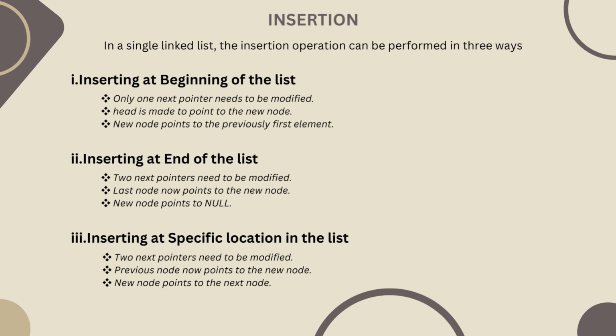The second option for the insertion operation is inserting at the end of the list. 2 next pointers need to be modified. The last node now points to the new node, and the new node points to a null value. The third option is inserting at a specific location in the list. 2 next pointers of 2 different nodes have to be modified. The previous node now points to the new node, and the new node points to the next node.